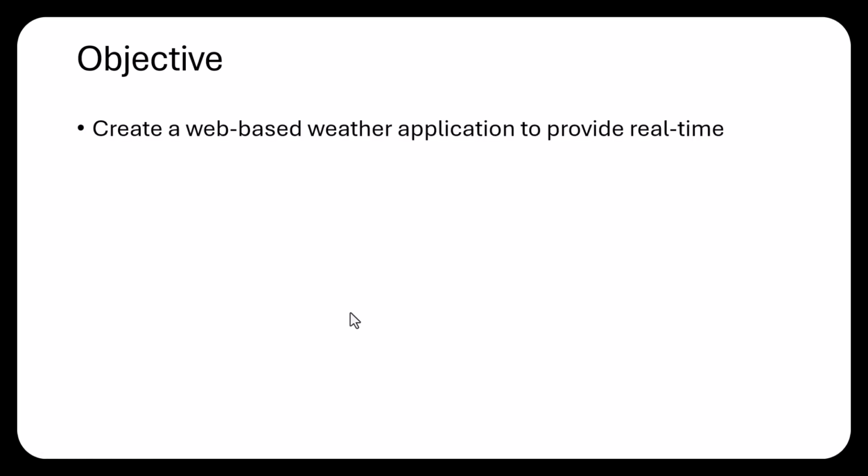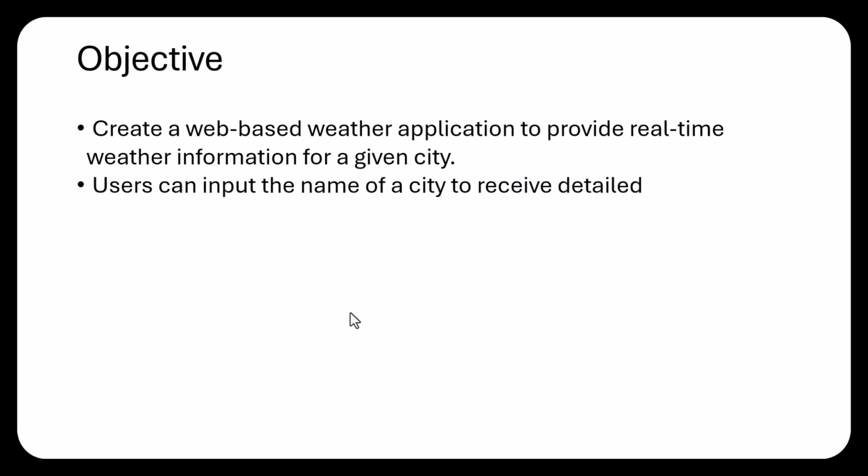So in this tutorial, we will be developing a weather app that fetches and displays current weather data, and it gives data such as temperature, weather description, wind speed, sunrise and sunset times. So we'll be using the Open Weather Map API to retrieve the data and create a user-friendly interface using HTML, CSS and JavaScript. In this weather app, users can input the name of a city to receive detailed weather data, and it has these features.